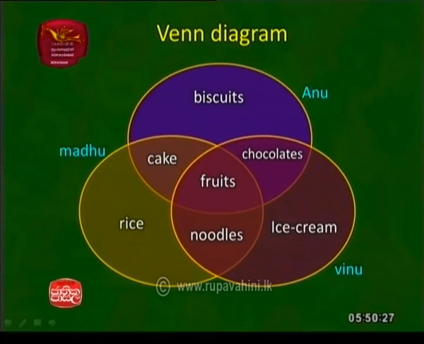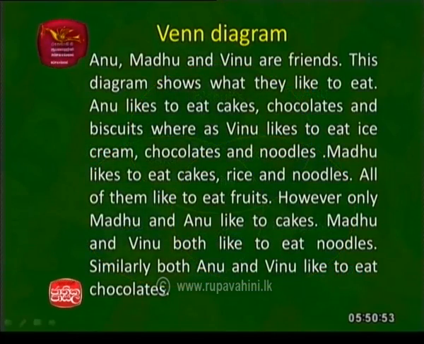Right, now I quickly give you an idea of what a Venn diagram is. Now here 3 friends are there. Now Madhu likes to eat rice, cake, fruits, noodles, but only Anu and Madhu like to eat cake. Similarly, Anu and Vinu like chocolates. All 3 friends like fruits. Now let us see how we can write this.